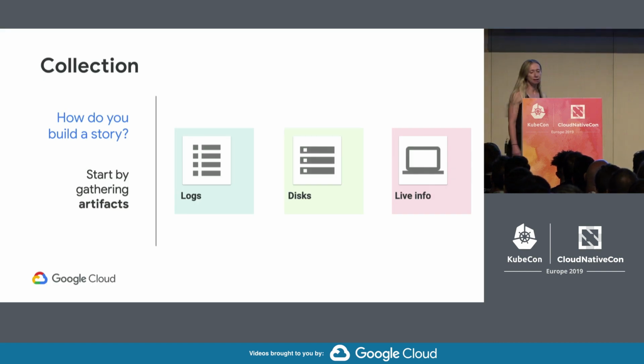OK, so you're not panicking, but what are you going to look at? Let's start to gather some evidence. We find that the evidence lies in three different areas. One, your logs. Two, your disk. And three, live and potentially historical information. So we're going to spend some time focusing on this area, and again, how it pertains to containers and Kubernetes.